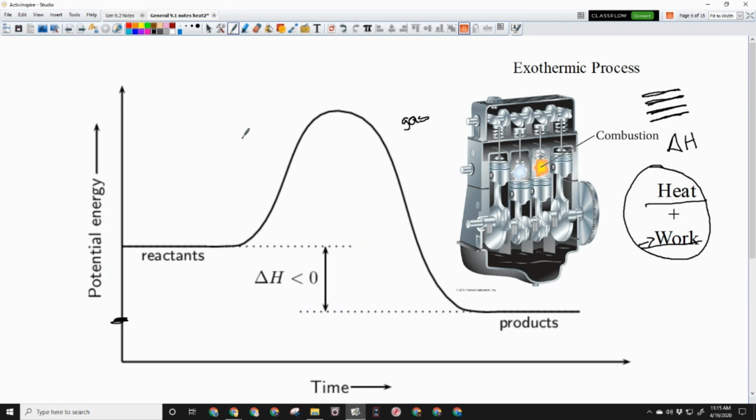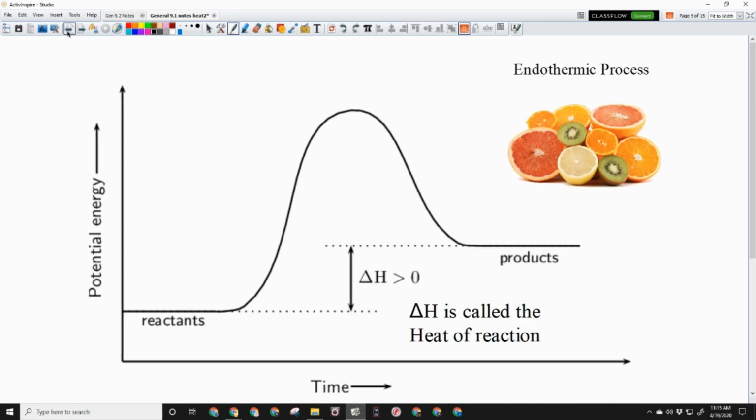All right, so what you have to remember about these graphs is that on an exothermic process, the products over here are lower energy than the reactants. And on an endothermic process, it's just the opposite. It stores energy, so the products have higher energy, the reactants have lower energy.